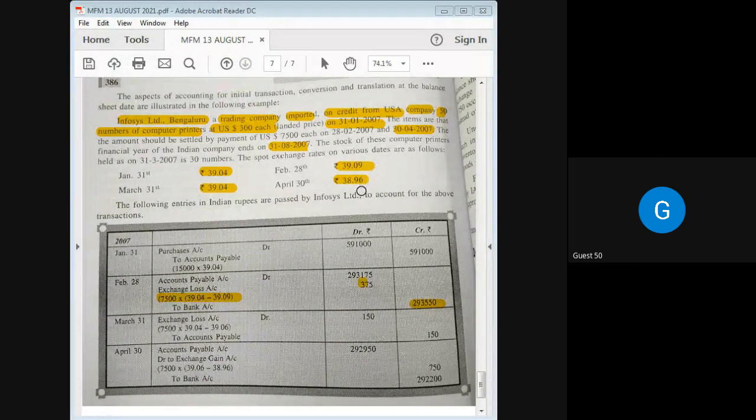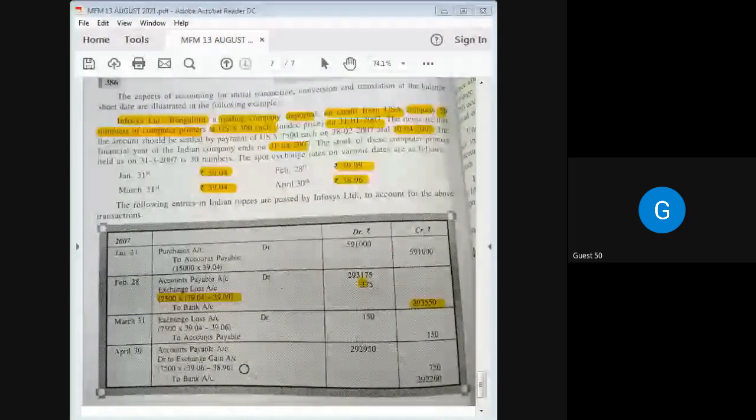We are in gain. Okay, why are we seeing the gain? Because there is a depreciation in the exchange rate, that is 38.96. So you can see here, we are facing the depreciation of 750, and depreciation means we are facing a profit of 750.